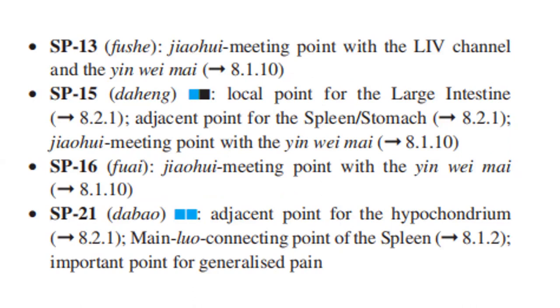Spleen 15, local point for the large intestine, adjacent point for the spleen, stomach. Jiao hui meeting point for the yin wei mai. Spleen 16, Jiao hui meeting point with the yin wei mai. Spleen 21, adjacent point for the hypochondrium, main luo connecting point of the spleen. Important point for generalized pain.